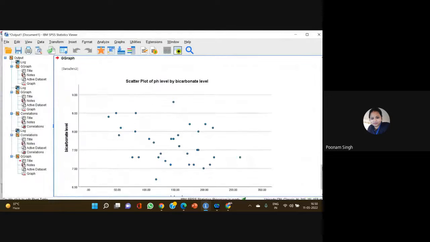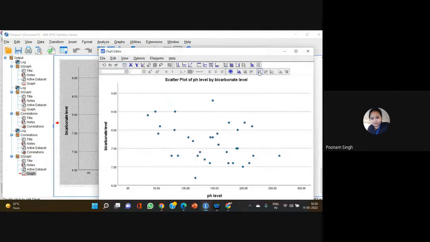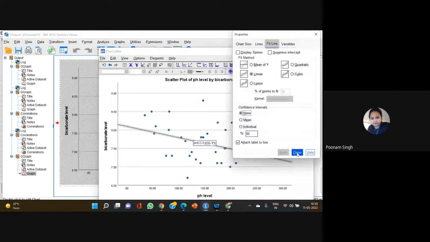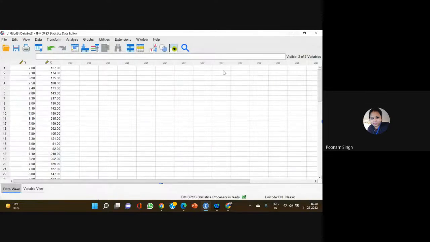This is a scatter plot of pH level. So we can see, double click on it and draw the line. So you can see that it follows the linear relationship. So our one assumption of linear relationship is being met.